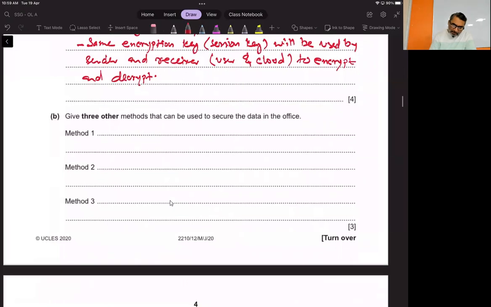Give 3 other methods that can be used to secure the data in the office. There are several methods that we have studied. This is in terms of security with respect to unauthorized access. So, username and password. If you do remember, I taught you about access rights. Let's revise what access rights are. Whenever someone subscribes or gets a job in an organization, or takes admission in a school, they are assigned a username and password, and against that username and password they have certain access rights. They can only access their own data.